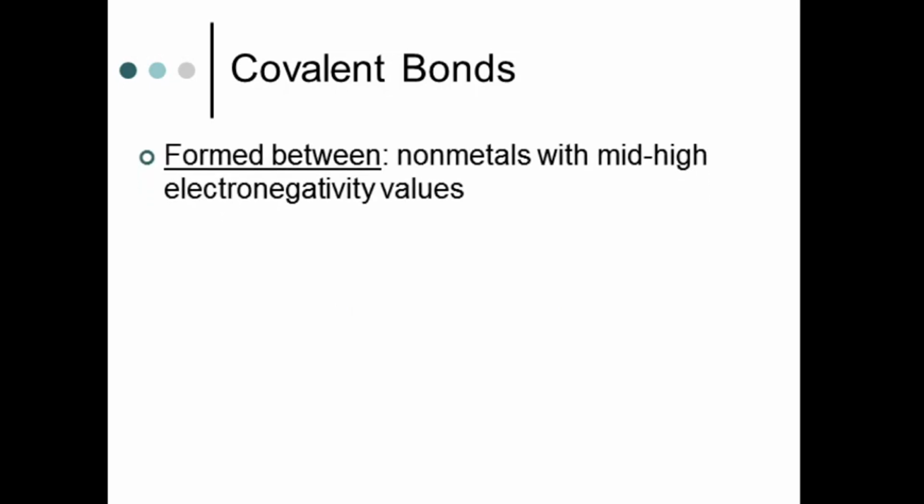Covalent bonds are formed between nonmetals. So whereas ionic was a metal to a nonmetal, covalent bonds are a nonmetal to a nonmetal with mid to high electronegativity values. Remember, that means that they love electrons. And if both of those nonmetal atoms love electrons and attract electrons strongly in the bond, no one is going to be ready or willing to give away a valence electron, like the metals were in an ionic bond.